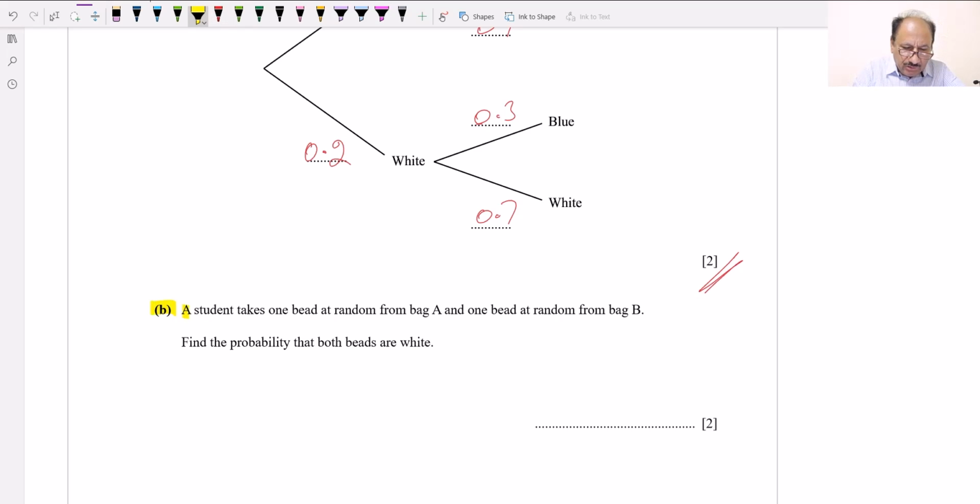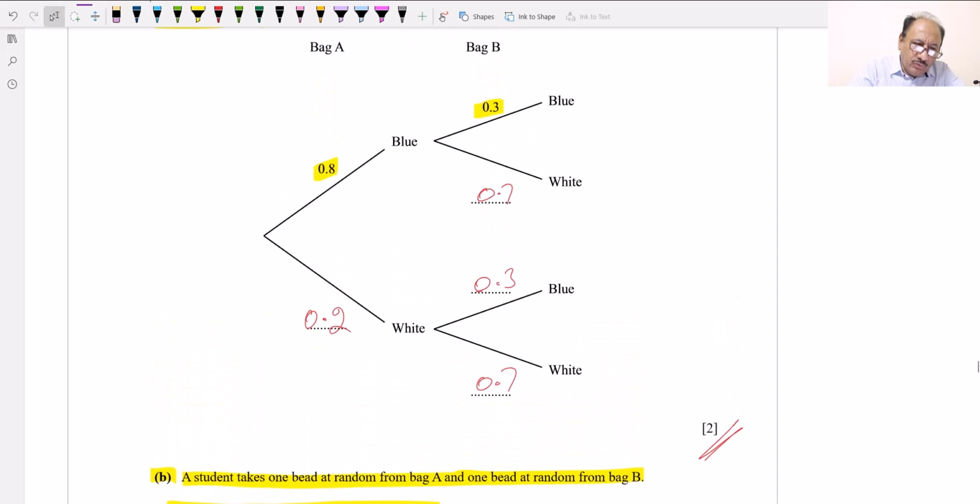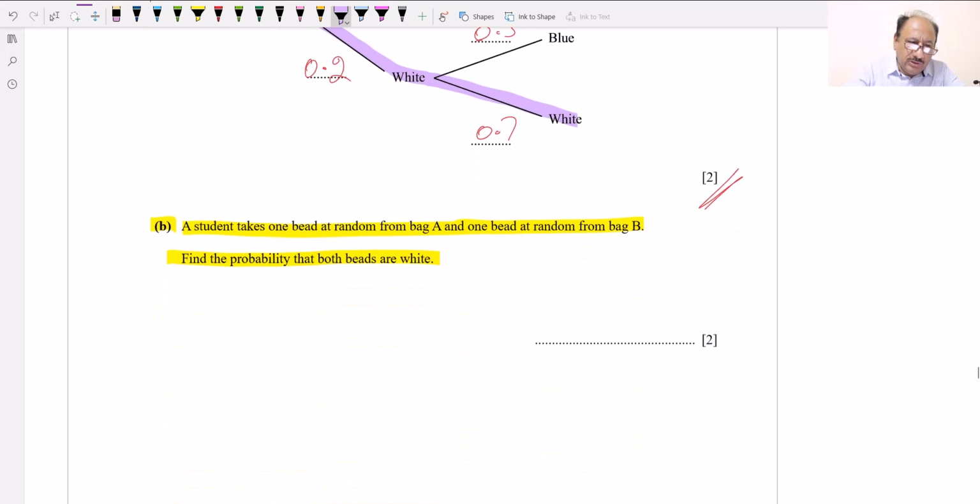Now the next B part: a student takes one bead at random from bag A and one bead at random from bag B. Find the probability that both beads are white. For both beads to be white, it will be only this one, this white and this white. So it will be 0.2 times 0.7, which is 0.14. And this was a 2 mark question which is done.